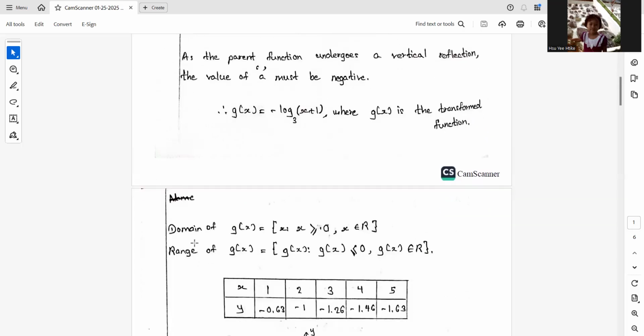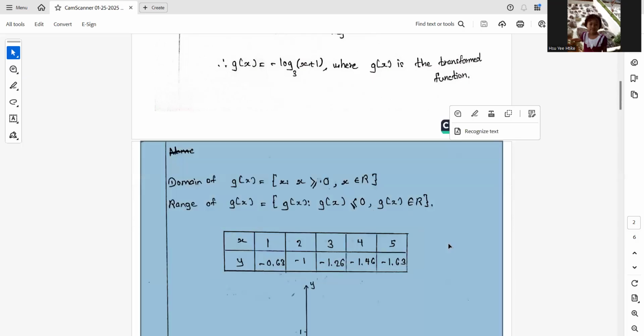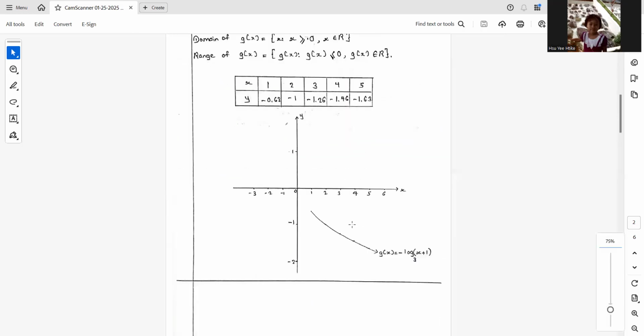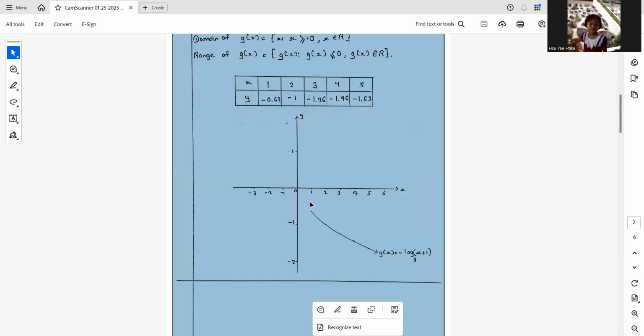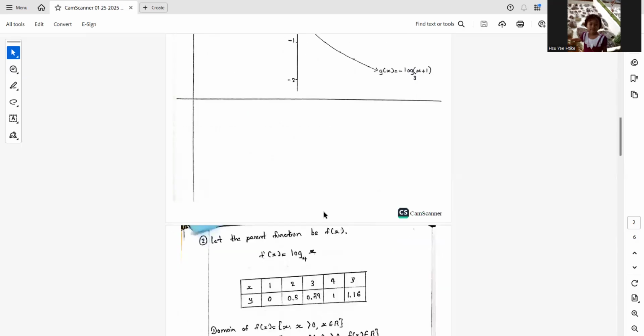I put in the values of x and the values of y came out as I have written in this table. I took these coordinates and drew the graph of g of x equal to negative log of (x plus 1) base 3, and the graph came out like this. This is the graph for g of x. So this is all for question number 1. Let's move on to question number 2.